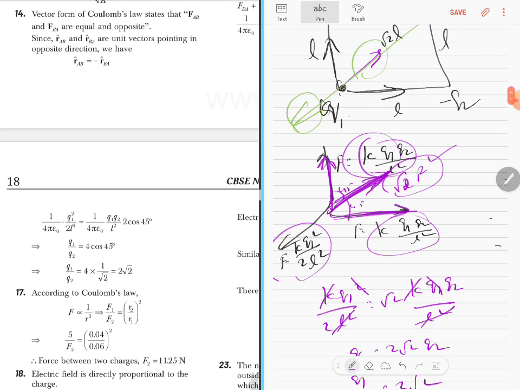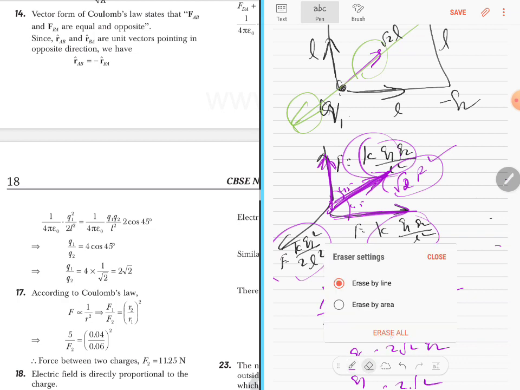I wouldn't resolve it as cos 45. We'll do it as normal 90 degree and find the resultant. I hope you understood. Okay, so then let's go to next. So let me discard this.